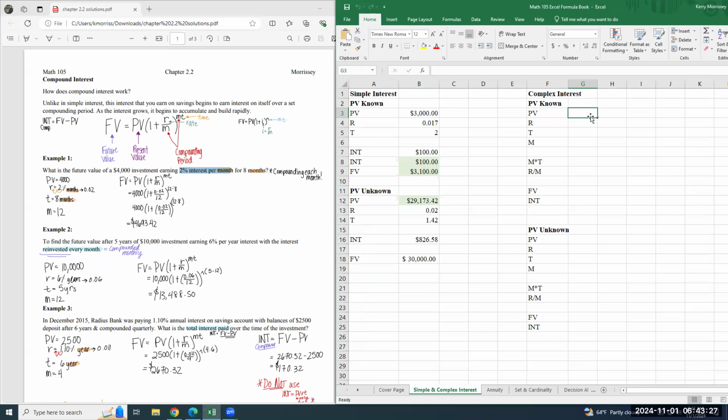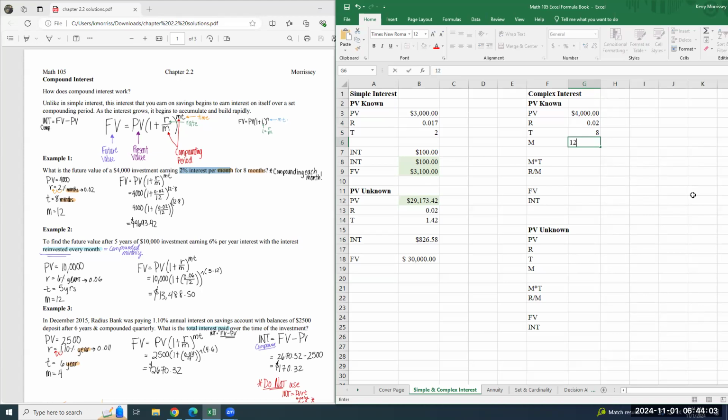So let's just see. We said we have $4,000 for your present value. Again, I want to convert this into a monetary value. We have rate as 0.02. Our time we said was 8 months, and it's okay that we're going to keep this as 8 because these two are in months. That is perfectly fine. And then we are compounding each month.